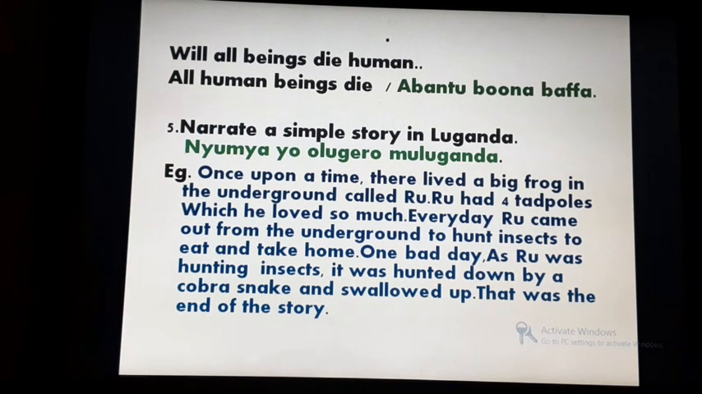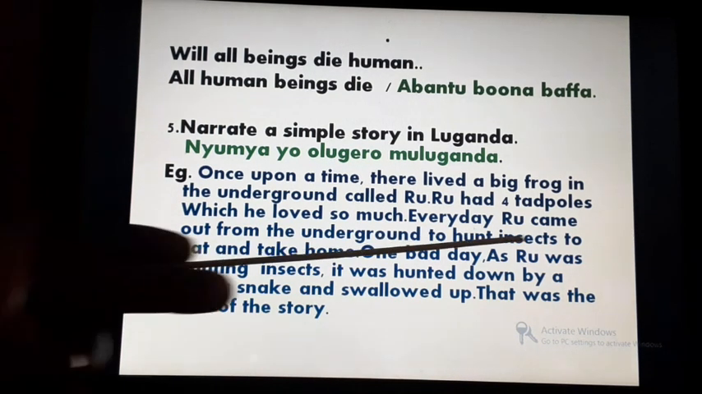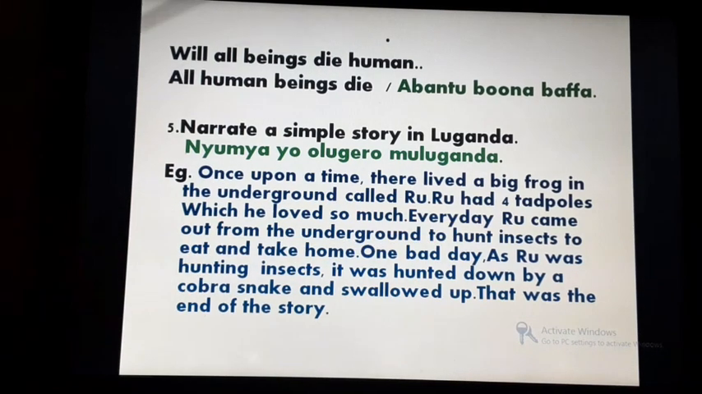Key words to note: tadpoles are the young ones of a frog. Okay, you can translate that in Luganda.